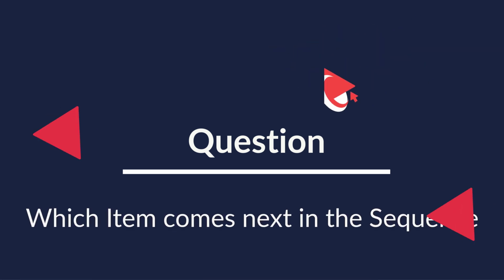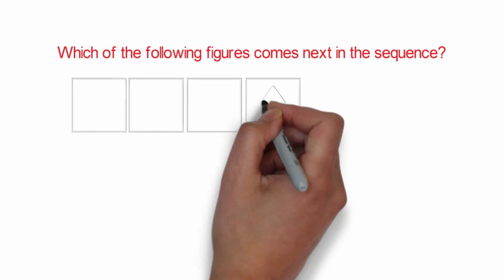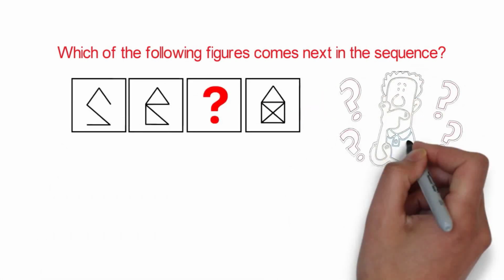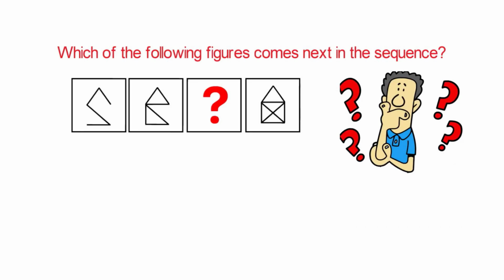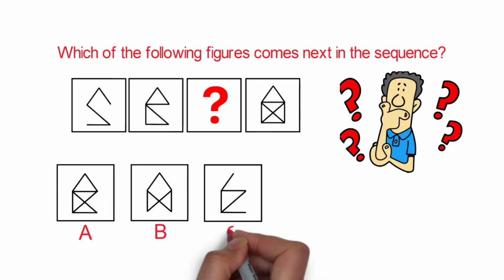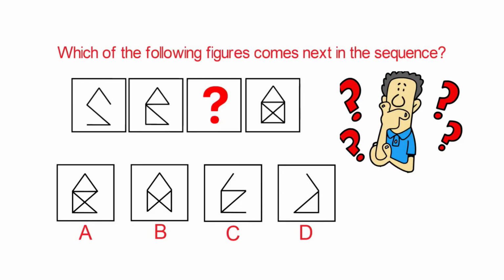Here's an example of an excellent problem that you frequently see on the test. You're presented with a series of shapes, and you need to determine which of the following shapes comes next in the sequence. You have choices A, B, C, and D. Take a close look at this picture to see if you can come up with the answer.